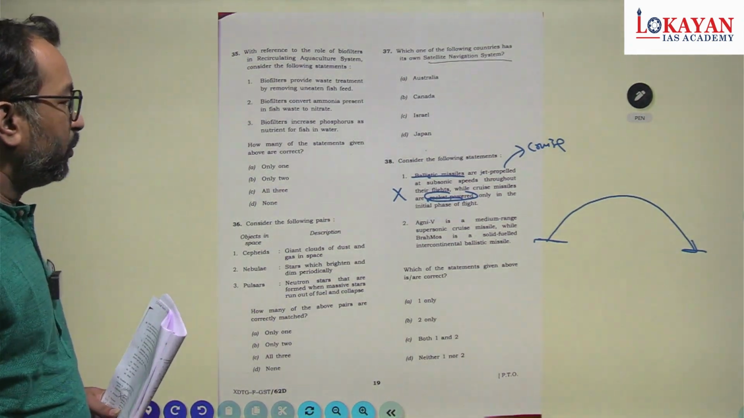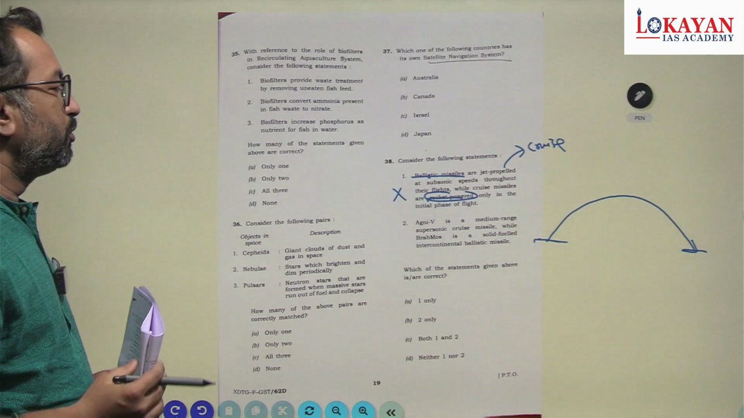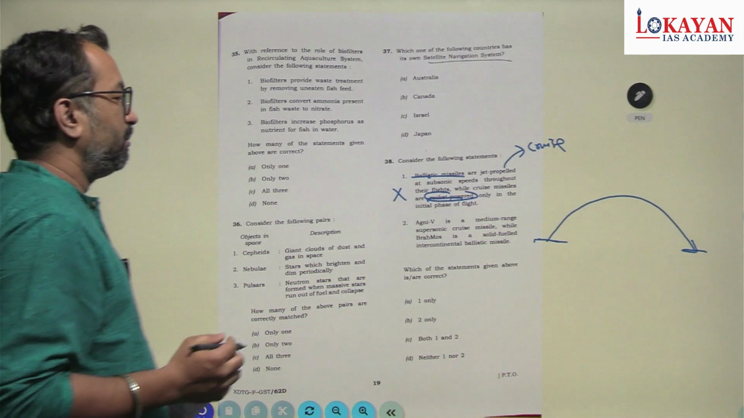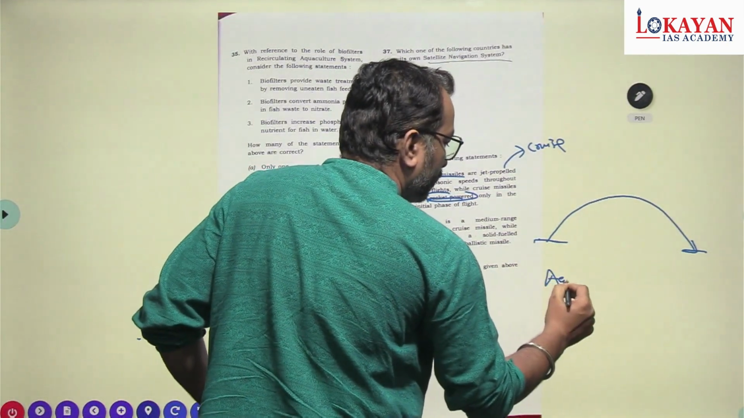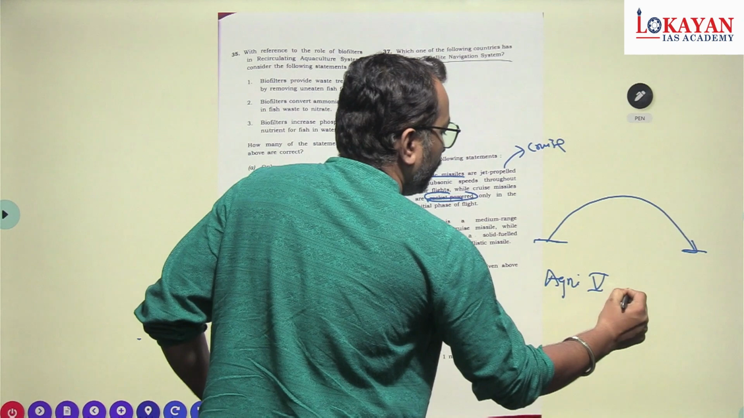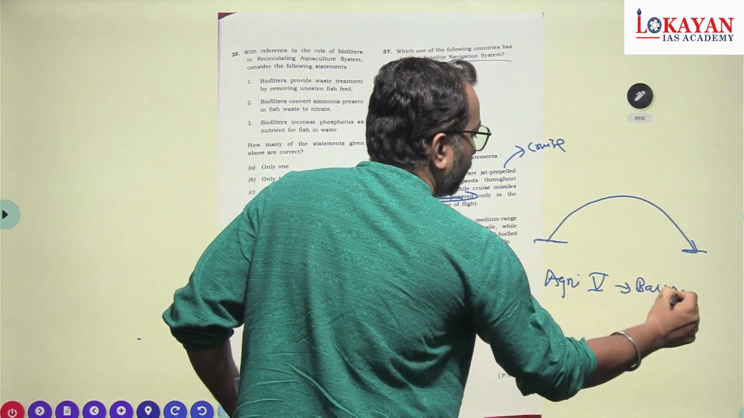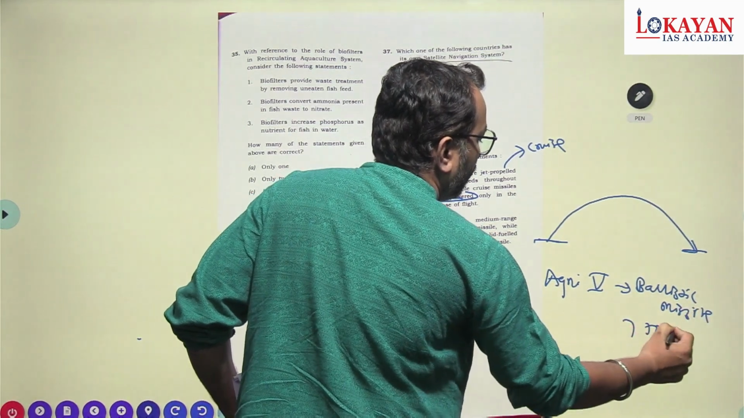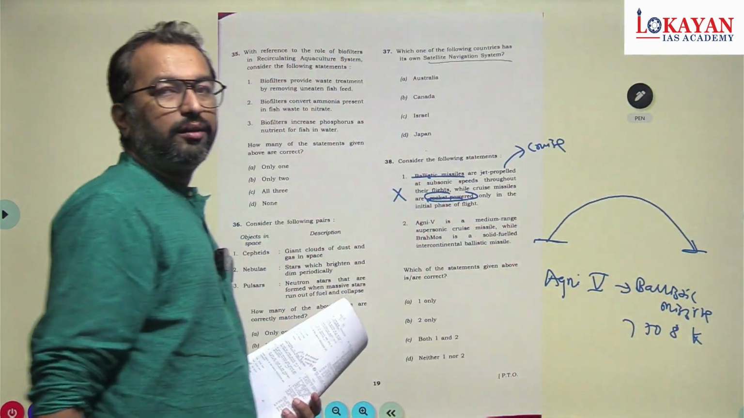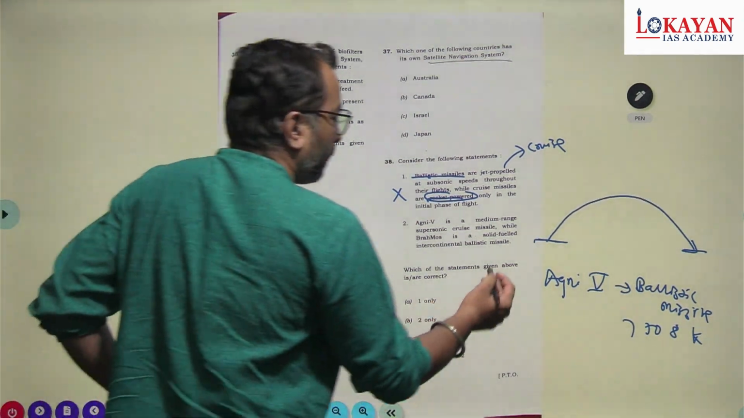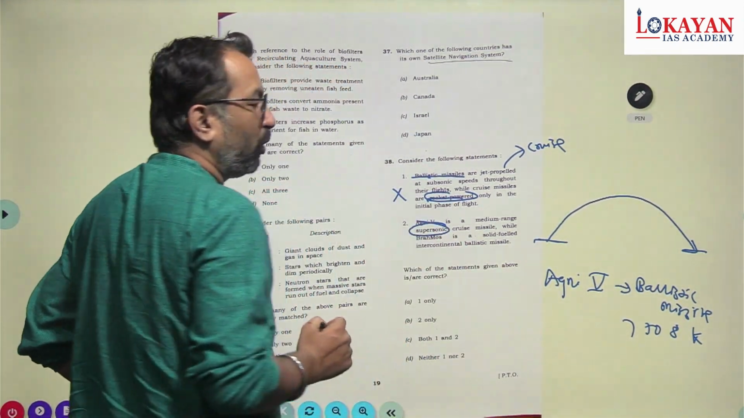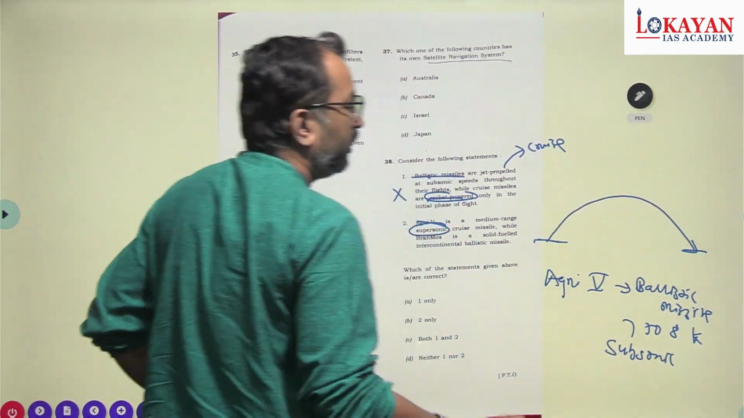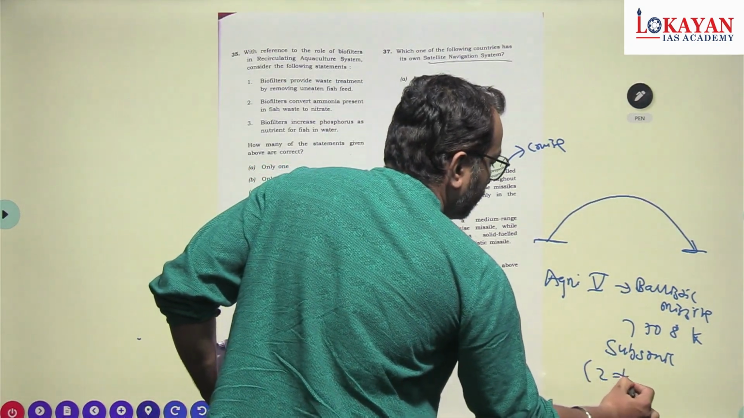Agni 5 is a medium range supersonic cruise missile, while BrahMos is a solid fuel intercontinental ballistic missile. Again, Agni 5 is a ballistic missile. Its range is 7 to 8,000 kilometers. Right? And it is not supersonic, it is subsonic. Right? Subsonic means what? 2 to 3 Mach is the speed.